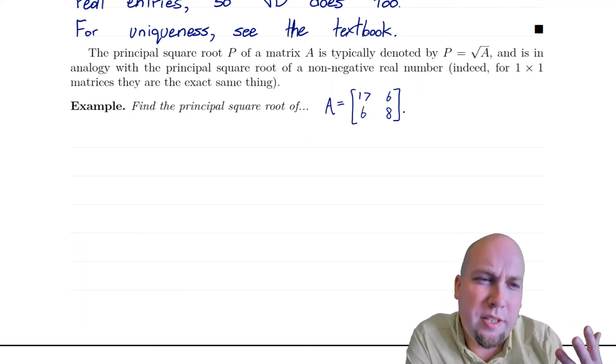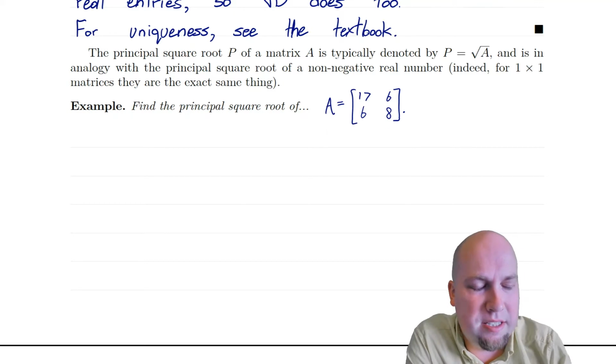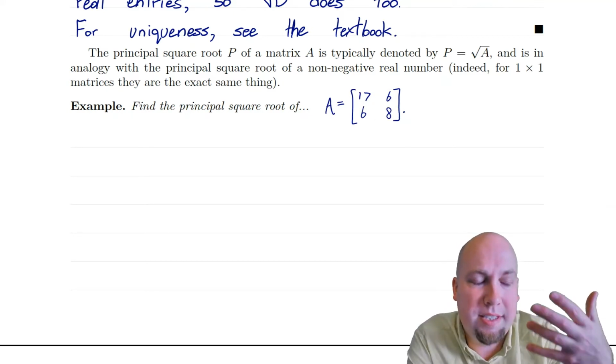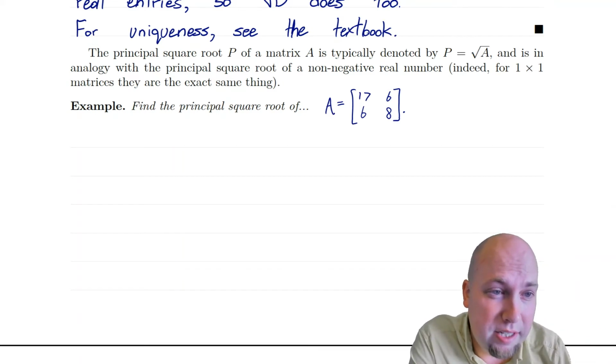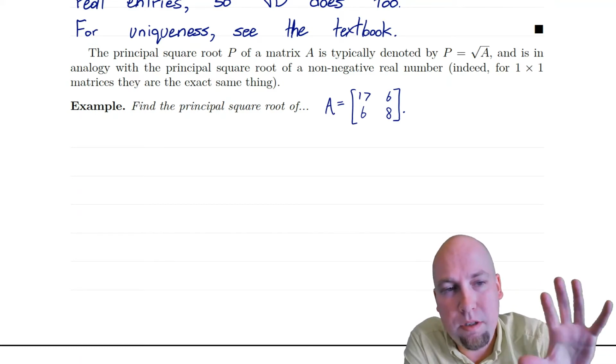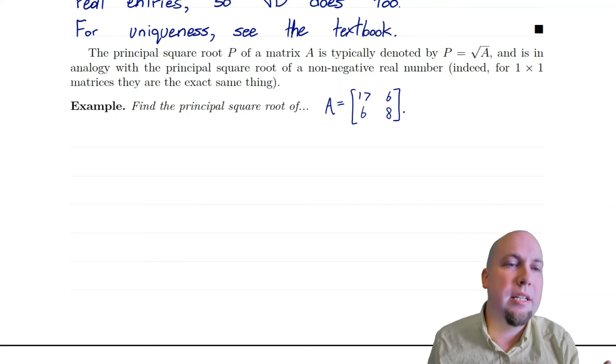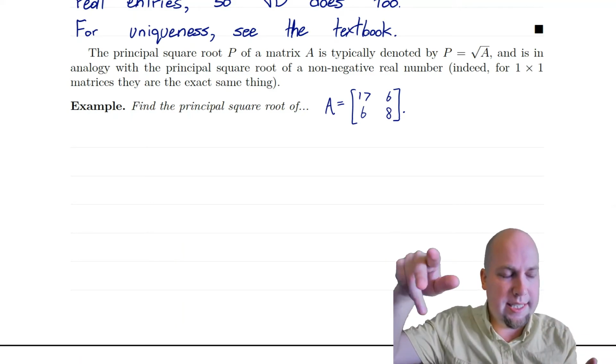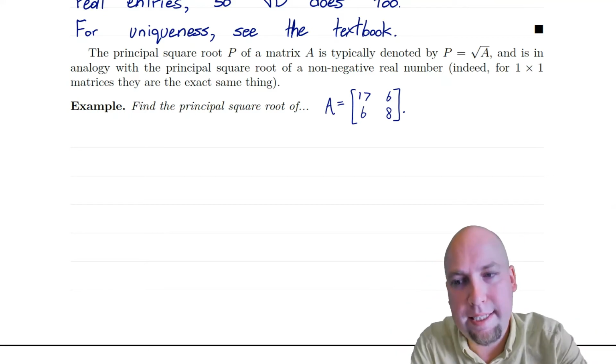Before we can do this, we want to make sure that this matrix is positive semi-definite, but fortunately it is. It's diagonally dominant, and diagonal dominance implies positive semi-definiteness. So it's PSD, no problem. We can go forward, and the way that you find the principal square root is you do a spectral decomposition, then you square root the entries along the diagonal matrix D, and then you throw things back together.